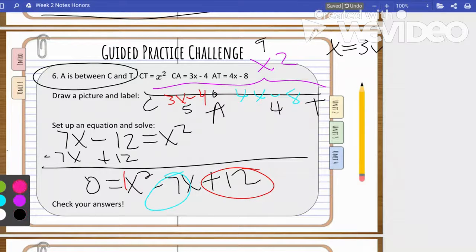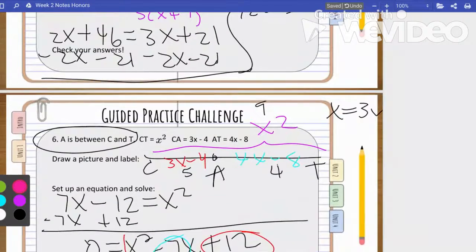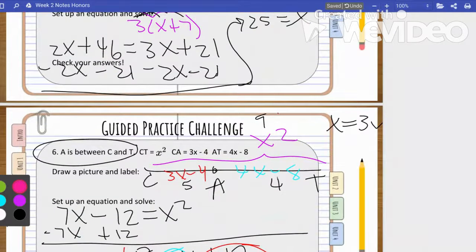The other x you had was 4. Check it out. 4 squared is 16. 3 times 4 is 12 minus 4 is 8. And 4 times 4 is 16 minus 8 is 8. And 8 plus 8 is 16, so that works too. So x could be 3 or it could be 4. They both work.